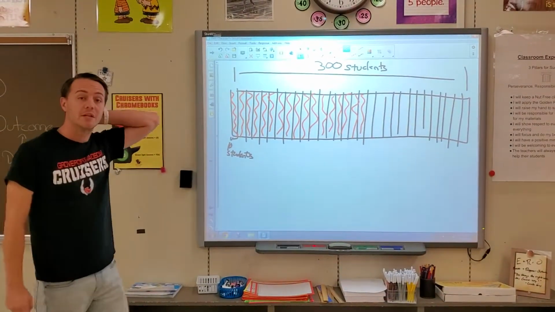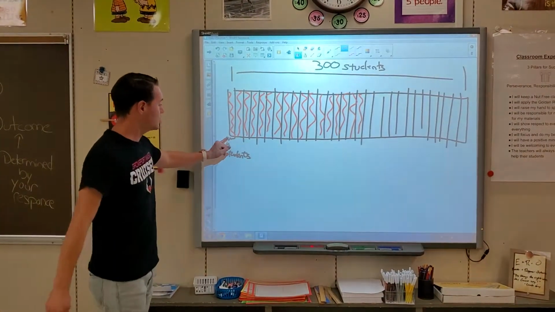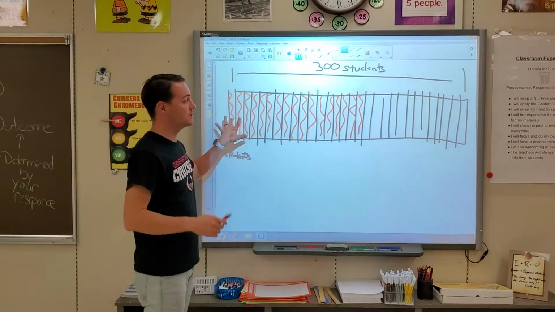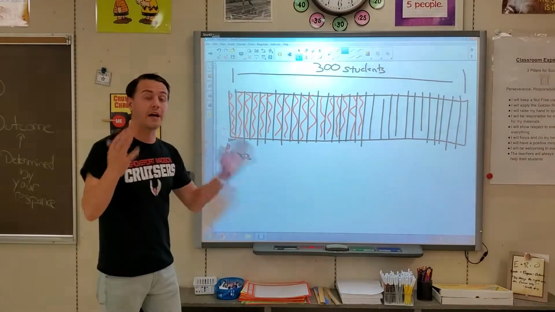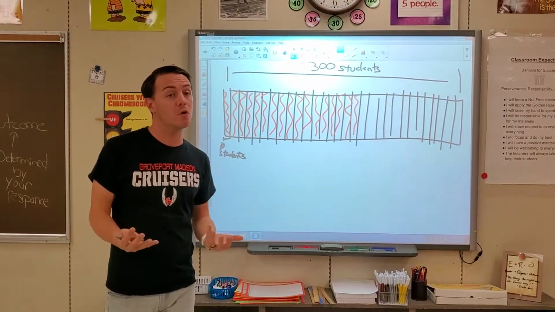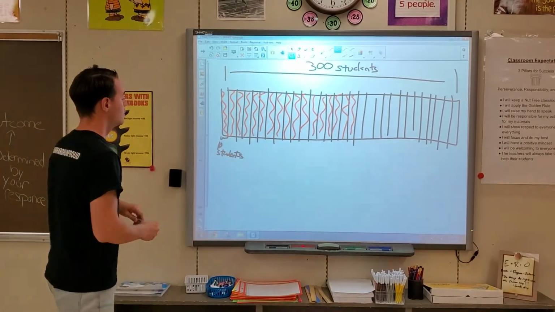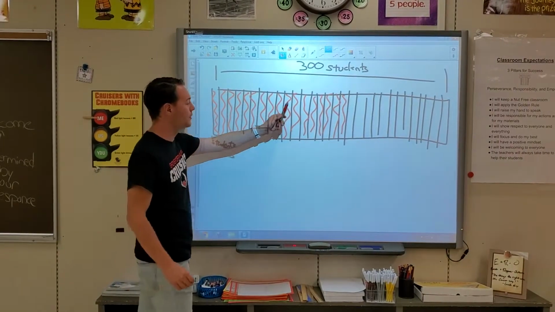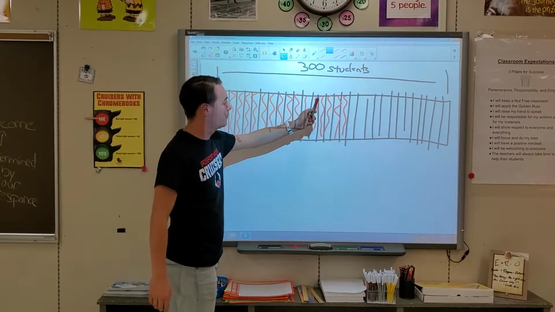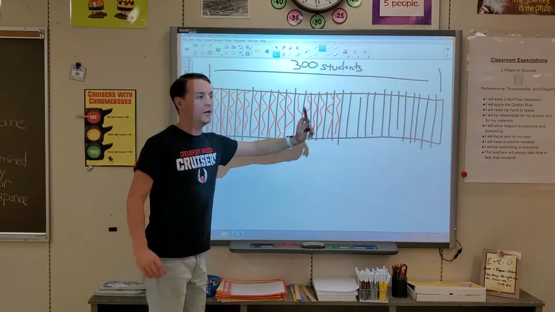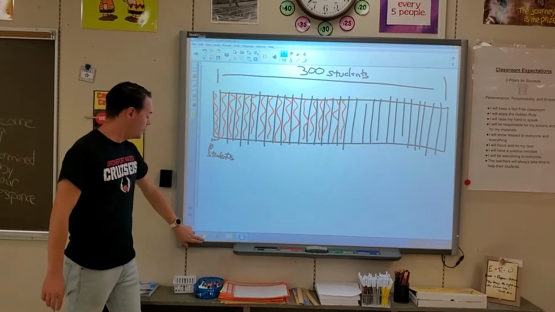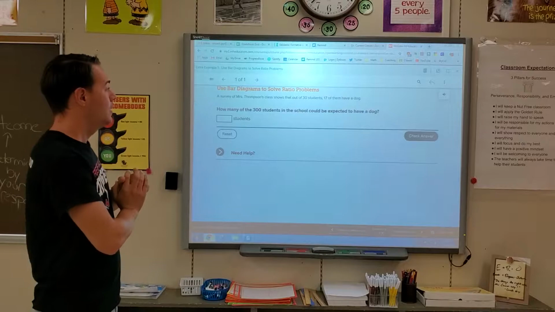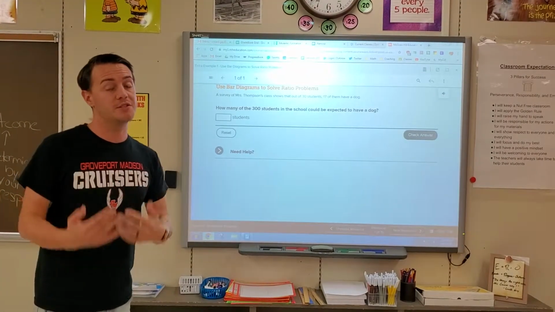All right, so if each box represents 10 students, and I count up these boxes that represent the 17 out of 30, that will tell me how many students are expected in the school to have a dog. So I have 10, 20, 30, 40, 50, 60, 70, 80, 90, 100, 110, 120, 130, 140, 150, 160, 170. So I can make the estimate and say out of 300 students, there should be 170 students that have a dog.